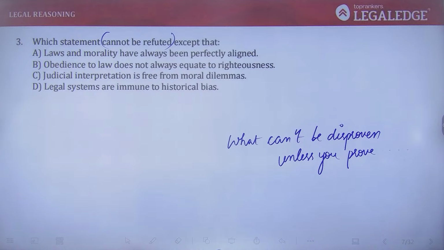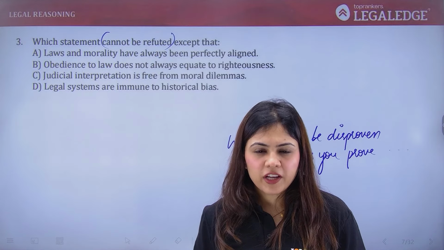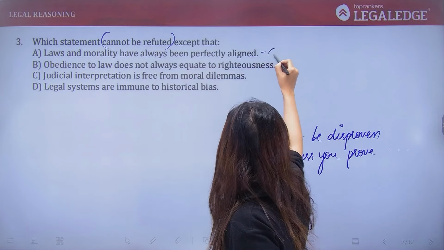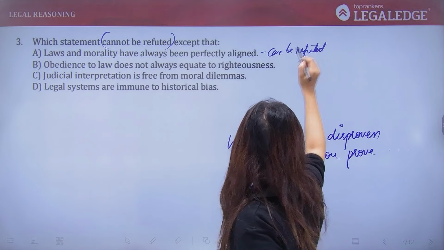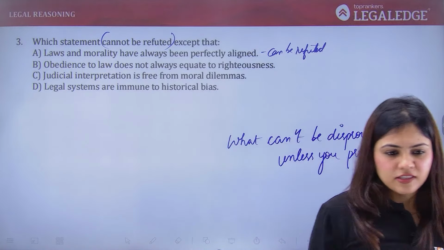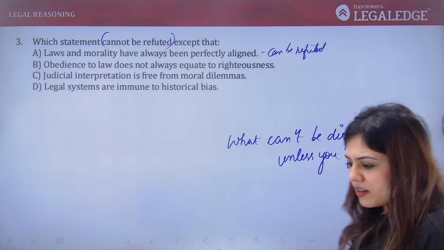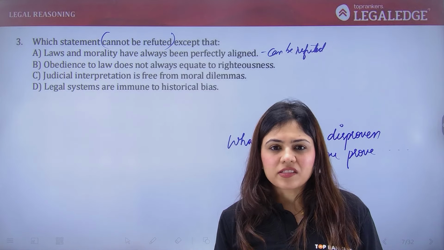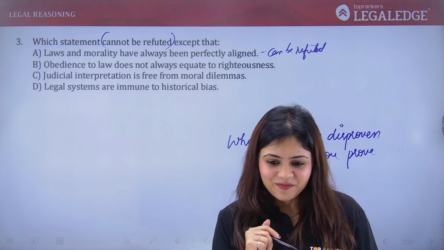Think again. What cannot be refuted? Okay. If you look at this one, this can be refuted according to the passage, guys. सोचो अच्छे से, पूरा पैसेज ही इसी चीज के ऊपर है. Because if laws and morality have always been perfectly aligned, then would the writer have written this passage in the first place? वो पैसेज लिखता ही क्यों अगर लॉस और मोरालिटी साथ साथ चल रहे होते. सोचो जरा.